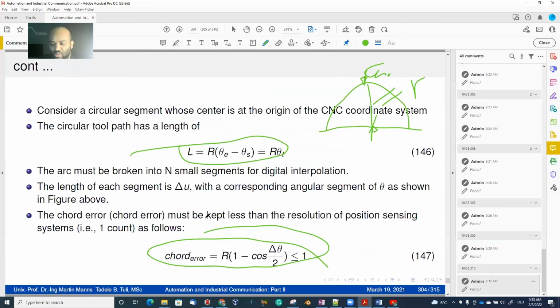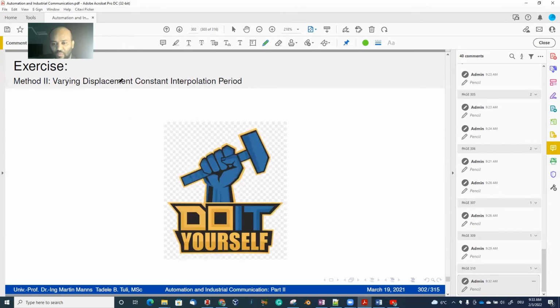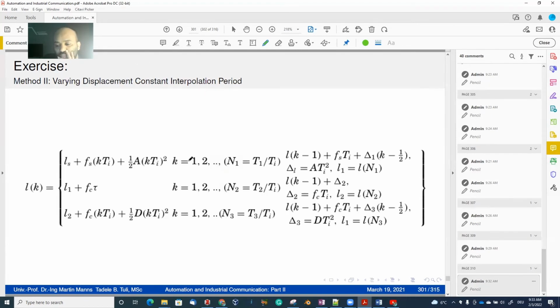And if you want to check, you can vary the time actually.